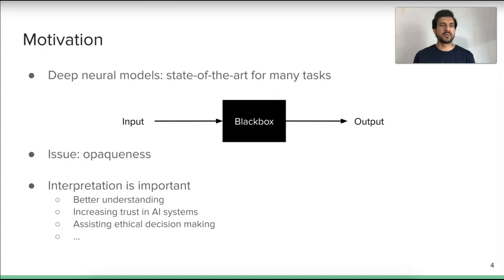Interpretation of deep models is important for several reasons. First, it gives us a better understanding of these models, which is important to design improved models. Similarly, we want to deploy these models in real-world scenarios, and having better understanding of the inner working of our models increases our trust in these systems. This also leads towards ensuring ethical decision making, for example, fairness of our model. We want to make sure that our model is not making a decision based on certain biases.